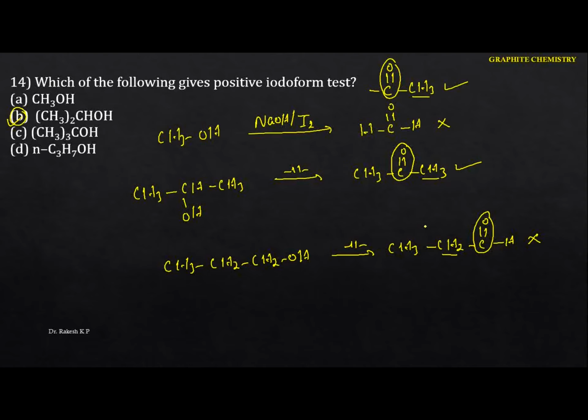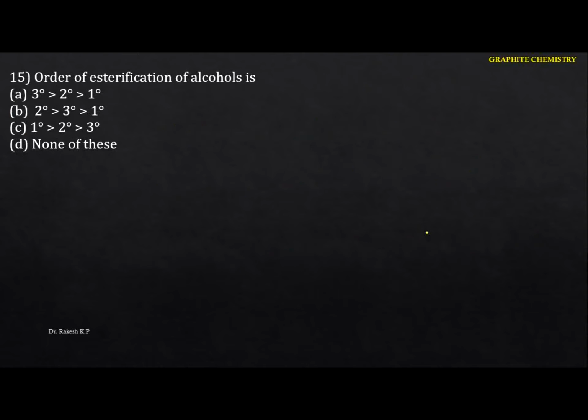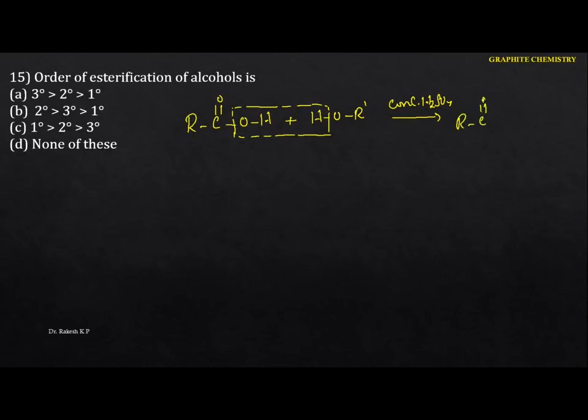Okay, next one. Order of esterification of alcohols is, okay. So first you have to identify what exactly the esterification reaction is. So when the carboxylic acid, let me take the carboxylic acid here, reacts with alcohol, I am going to take the alcohol in this form here, in the presence of concentrated sulfuric acid, that means it undergoes dehydration. See this one. In this case, the cleavage will be in the alcohol, that is the OH. So now it forms the respective esters. Okay, this reaction is called esterification. Now you just identify the cleavage taking place at the OH.